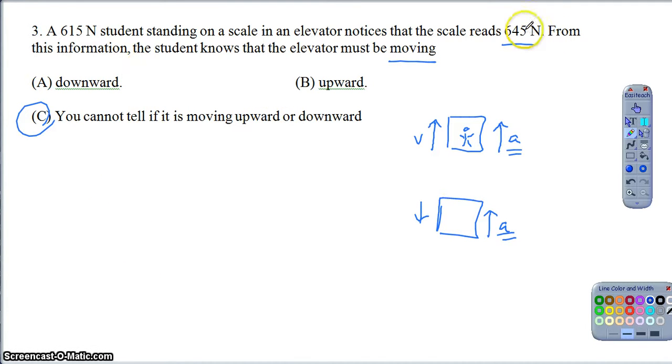So anytime we appear to be heavier than we actually are, it's because that acceleration is going upward. If we were appearing to be lighter than we actually are, the acceleration would be going downward, but again, I wouldn't actually know which way the elevator is moving unless they gave me some more information. So question 3, again, probably one of the trickier ones here. Watch out for it though, because we don't actually know if it's moving up or down.